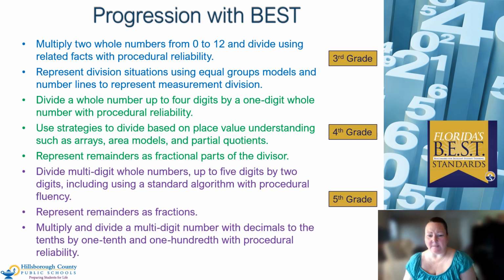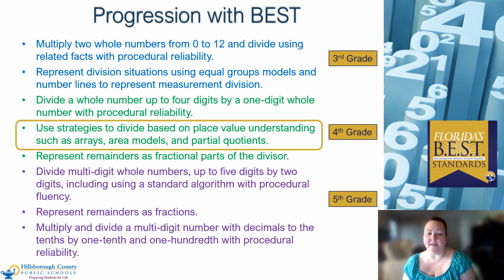In 5th grade, we continue that up to 5 digits by 2 digits, also using a standard algorithm with procedural fluency, still having remainders as fractions, and we're also multiplying and dividing multi-digit numbers with decimals. During this video, we're going to focus on these strategies based on place value, specifically arrays and area models.